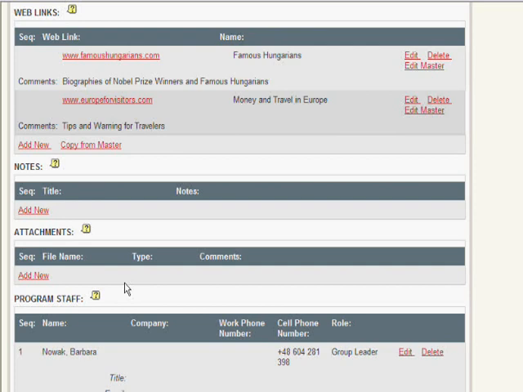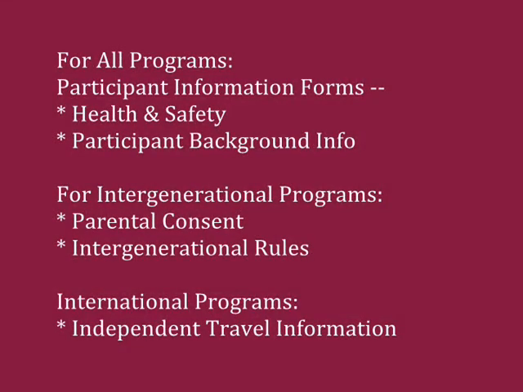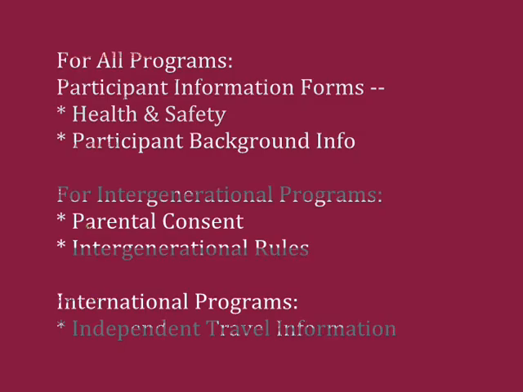There are several forms automatically included in the mailing, so you do not need to include or refer to these: participant information, formerly known as the health and safety and participant background information forms. For intergenerational programs, the parental consent and intergenerational rules forms. And for international programs, the independent travel information form.